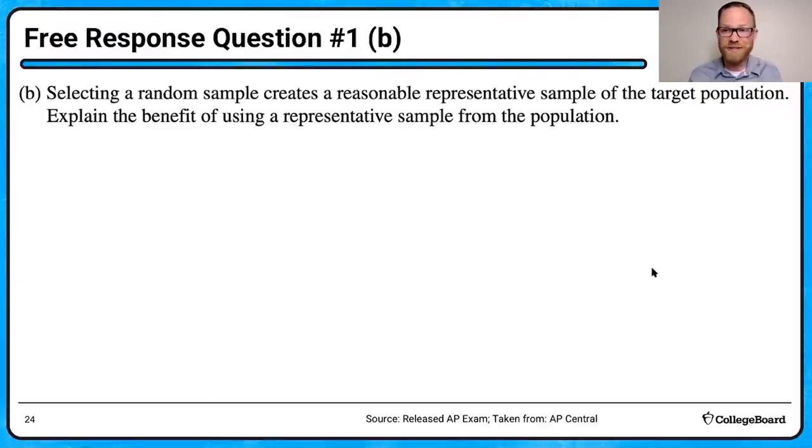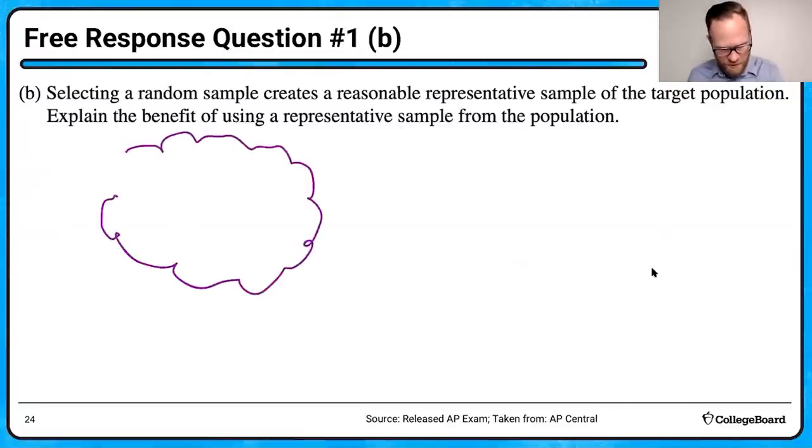Okay, I have a little bit of a diagram here that's going to help before we look at the model solution. And the idea is this. I'm going to start with a picture of a big cloud here, and let's let that big cloud represent this target population. So all of the individuals in the entire population are contained within this big cloud here.